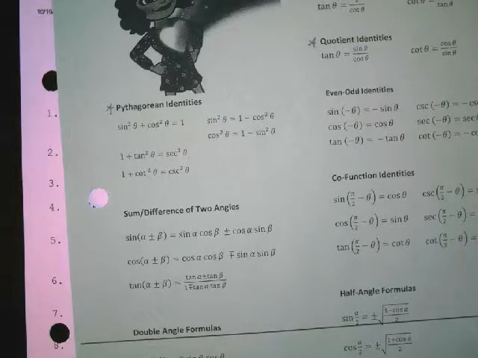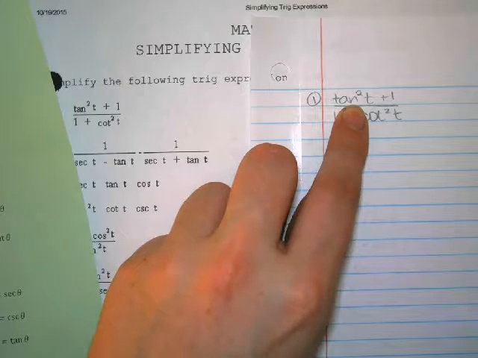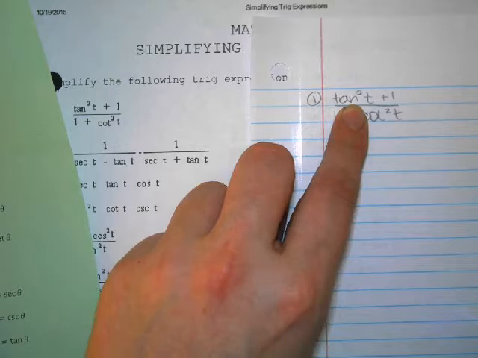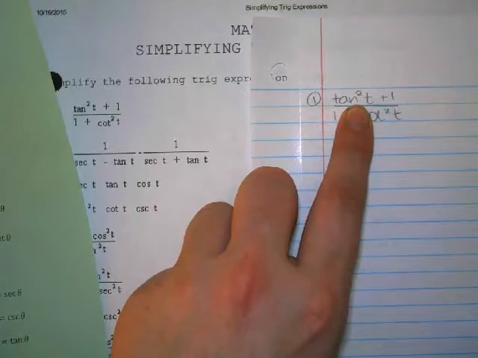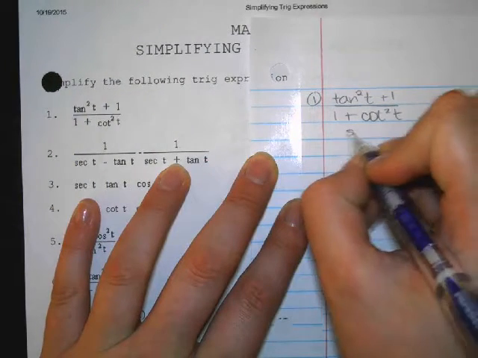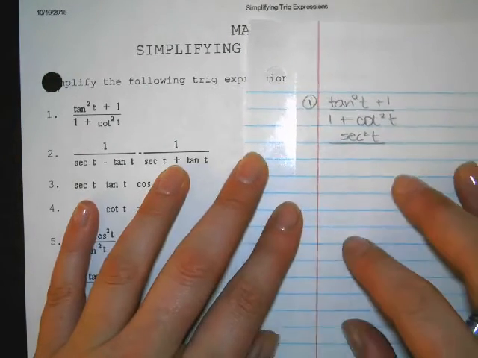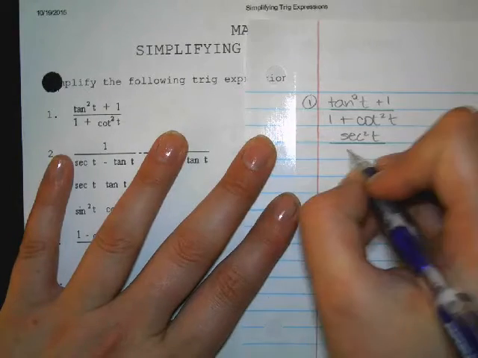The Pythagorean? Yeah, the Pythagorean. Okay. So tan squared plus 1, is that the same thing as 1 plus tan squared? No. When you add things, you can switch the order. 3 plus 5 and 5 plus 3 are the same, right? So you can switch the order when you add, that's okay. So tan squared t plus 1 should be replaced and become secant squared t. 1 plus cotangent squared is cosecant.